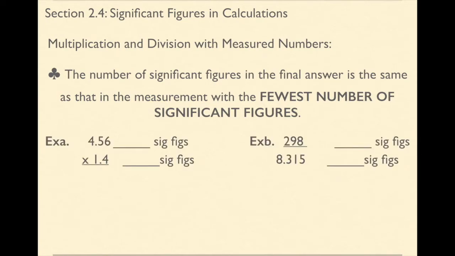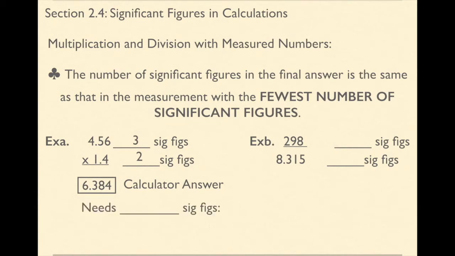So let me give you an example. If you look at example A, 4.56 has 3 significant figures, 1.4 has 2. And so when I multiply those together, the answer I get is 6.384. Now I need to round that answer, and I'm going to round it to 2 significant figures. And so my answer is going to be 6 point, and then the tenths is what I need to round to. So that's going to be rounded to 6.4 because that's 2 significant figures.